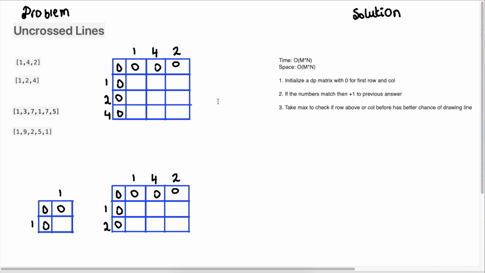Now, this is a dynamic programming question, and it may seem a little bit hard to understand at first, but stay with me here and we'll get through it.